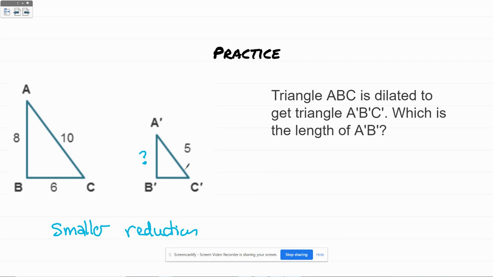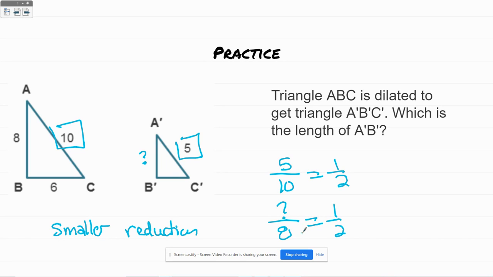Well, we put the new guy over the old guy. So this 5 matches with the 10. And if you put 5 over 10, you get 1/2. So that means all the sides have to be that way. So then whatever question mark is over 8 has to be 1/2 as well. So what could that be?